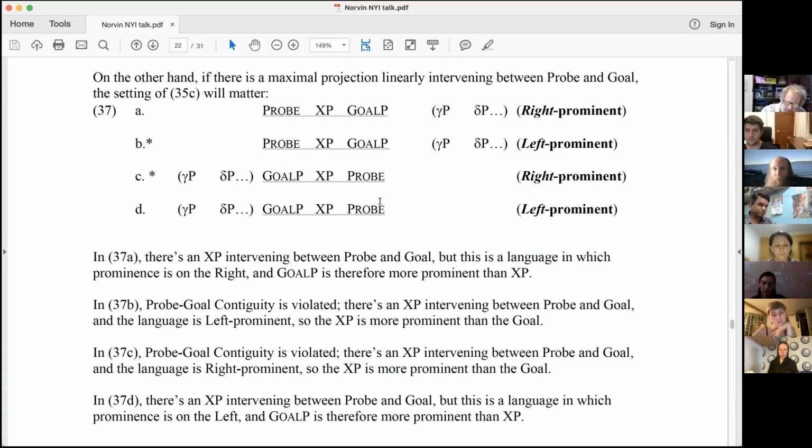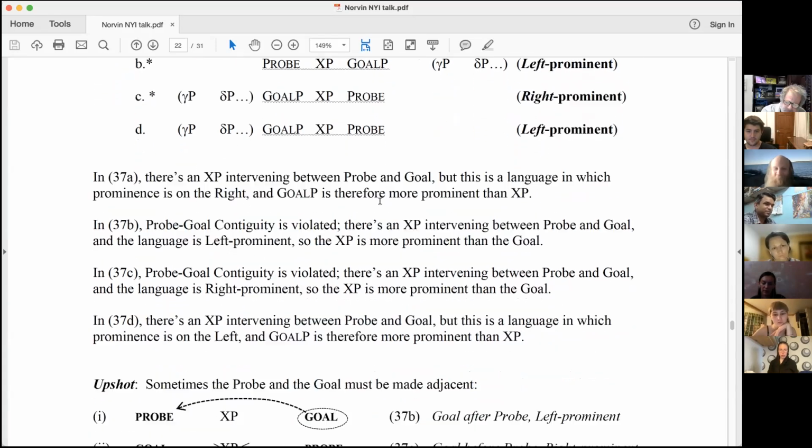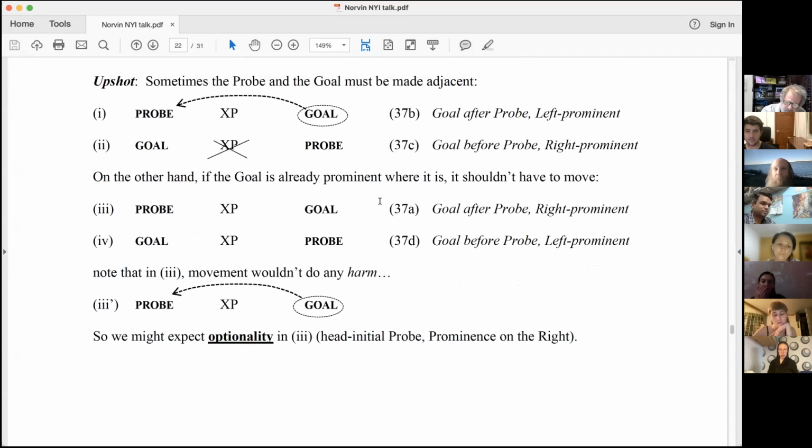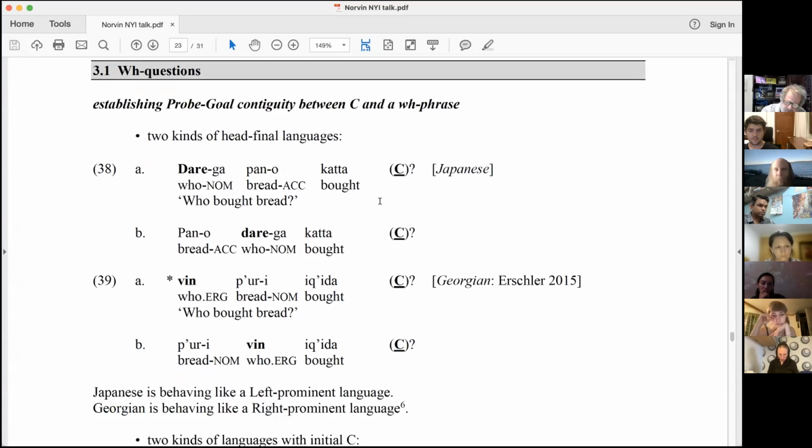Invite everybody to take screenshots of this so that you can pay attention to it as we go through from now on. Okay, so the upshot of all this is sometimes the probe and the goal need to be made adjacent. If the goal is after the probe and it's a left prominent language, that's 37b, you need to make them adjacent. The XP will intervene between them if it's a left prominent language. Or if the goal is before the probe and it's a right prominent language, then they need to be adjacent. They can't have an XP in between them. That XP will be the most prominent thing. But if the goal is already prominent where it is, then it ought to be able to stay where it is. Okay, so let's consider what this does for us.